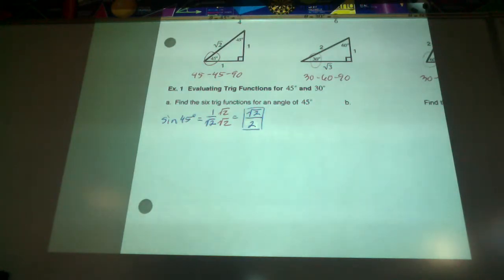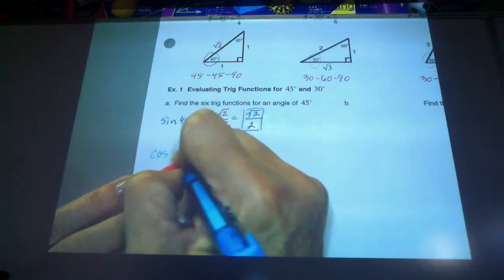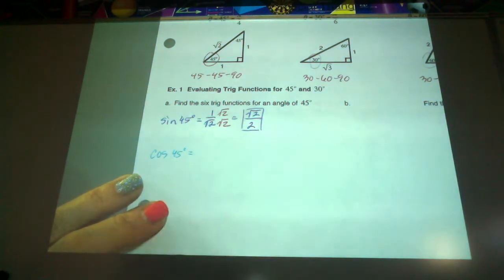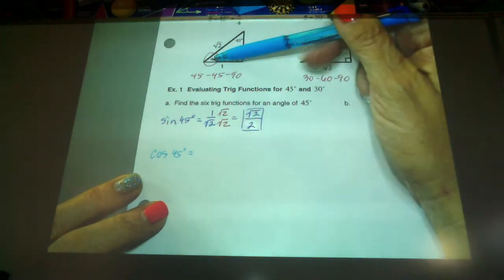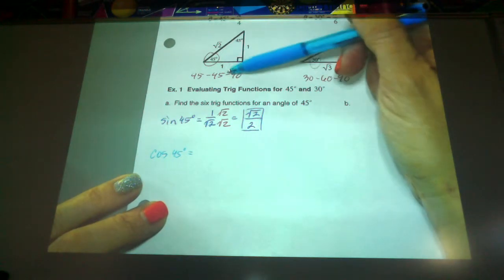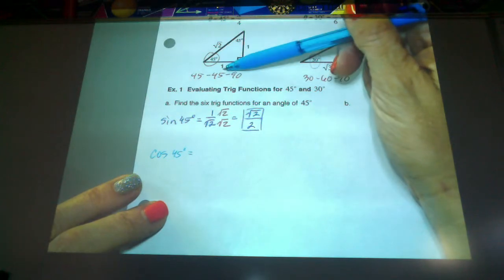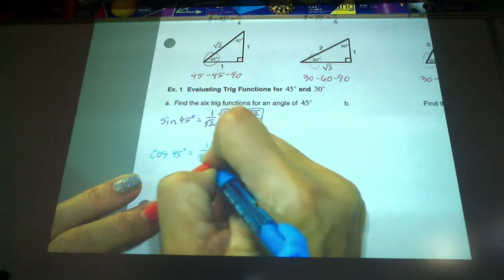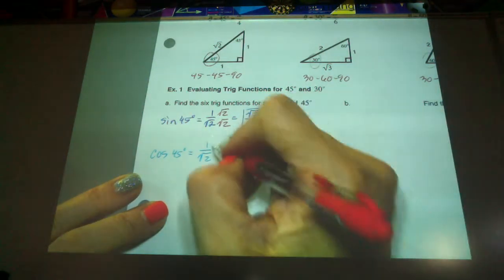All right, so then we're going to find cosine. So cosine of 45 degrees, and notice I'm writing cosine of whatever my degree is each and every time I write it. Isn't cosine, which is adjacent, the 1 or the radical 2? The 1, because it's the leg adjacent, not the hypotenuse. So this has the same leg as the side that's opposite. So you're going to find that the cosine and the sine of 45 degrees are identical.